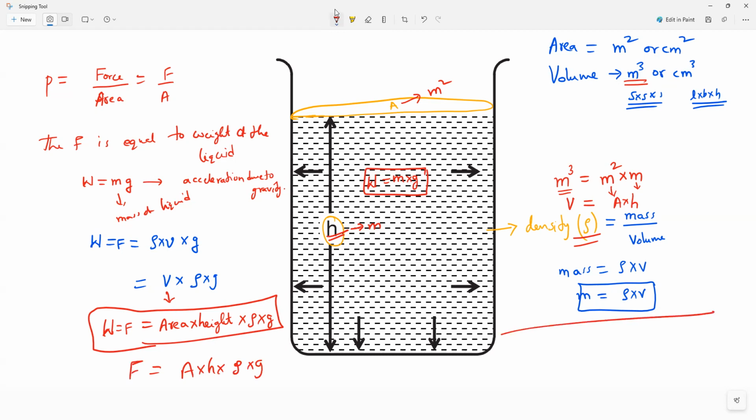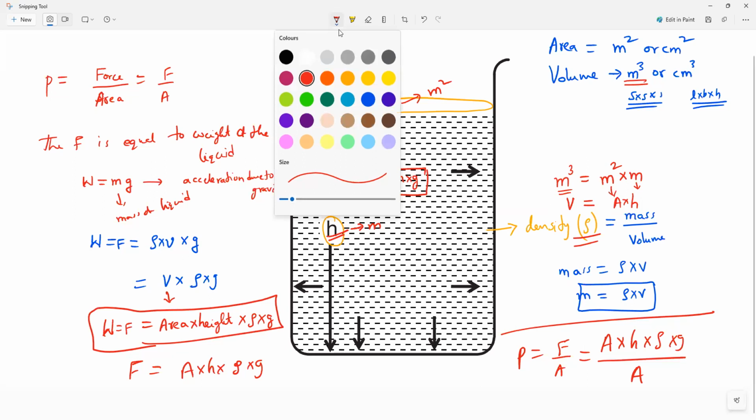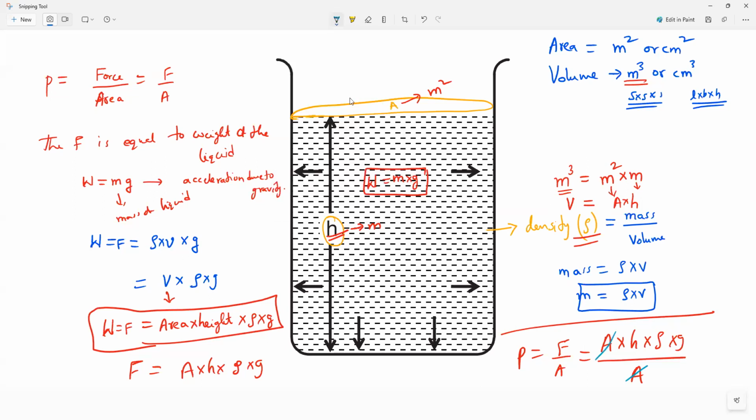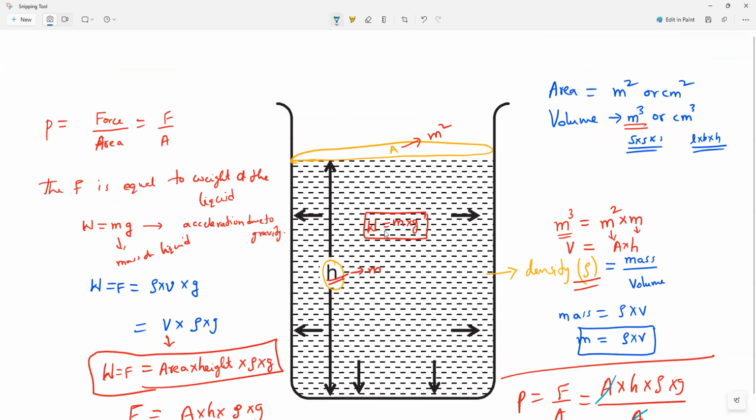Now pressure is equal to force by area. So area into h into rho into g divided by area. Something will cancel. What will cancel? Area will get cancelled. So the pressure exerted by fluid, PF, what do you mean by PF? Pressure exerted by fluids, is equal to h into rho into g, that is, rho g h.